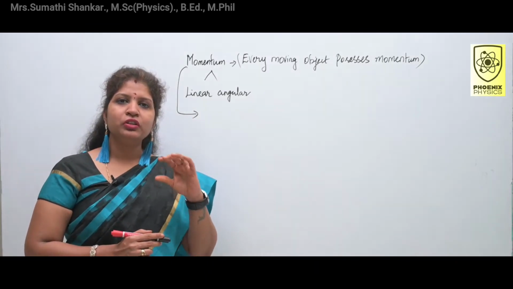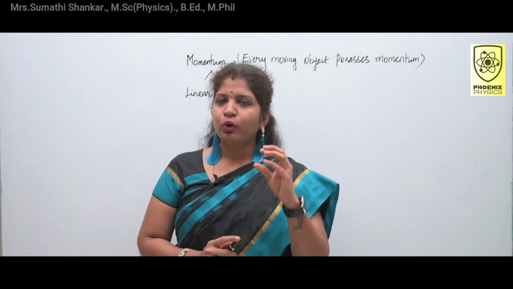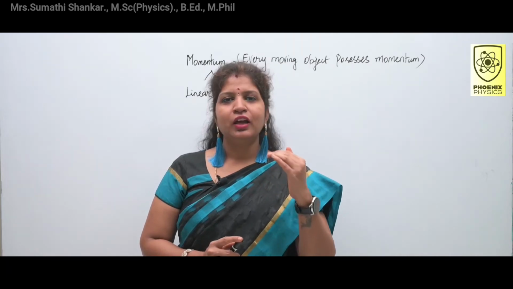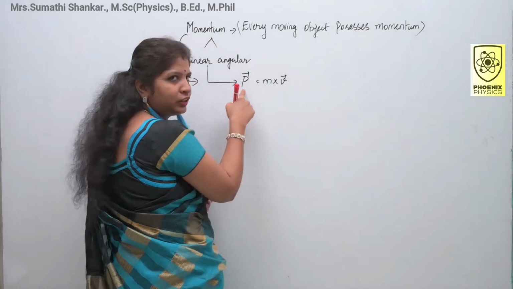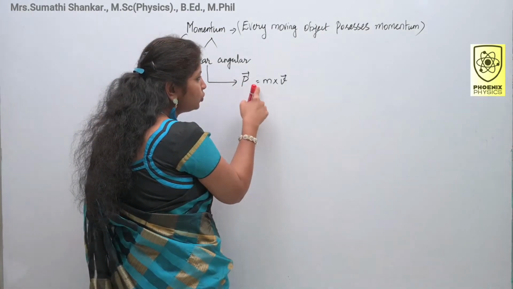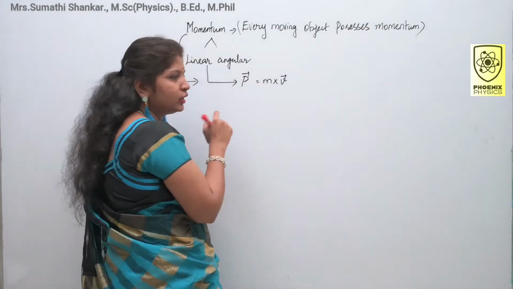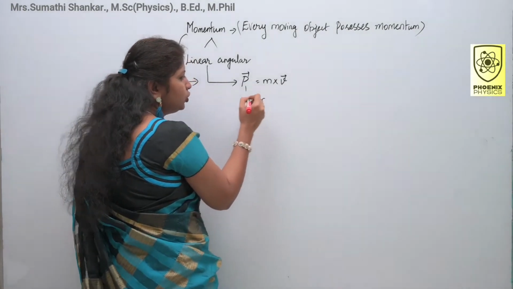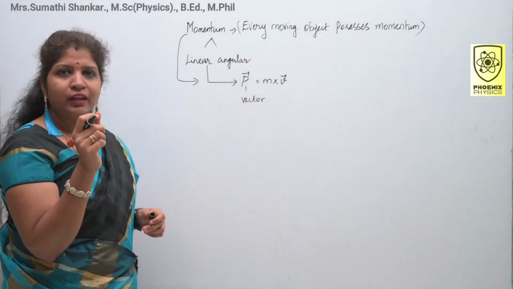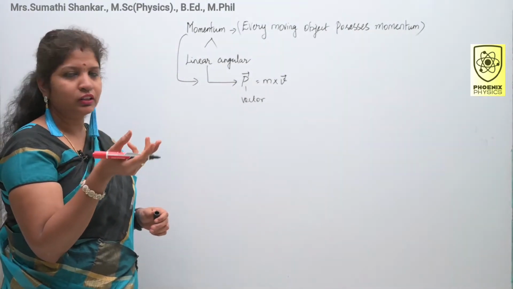So momentum is defined as the product of mass and velocity. So linear momentum is denoted by the letter P. It is equal to mass into velocity. Here P is a vector quantity. You know that vector quantity has magnitude and direction.